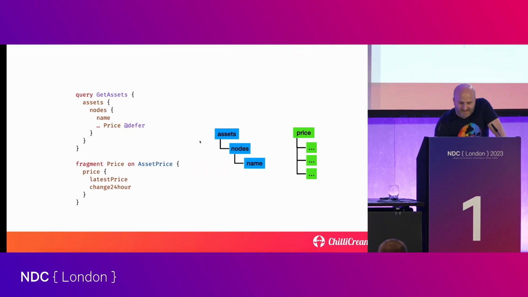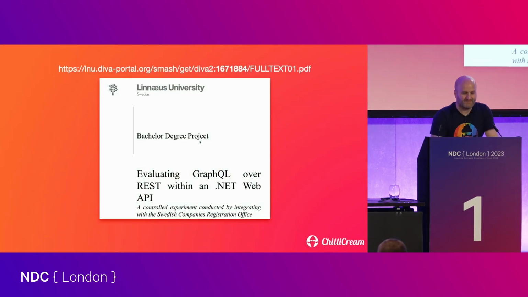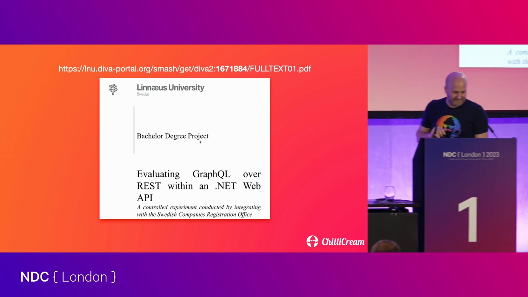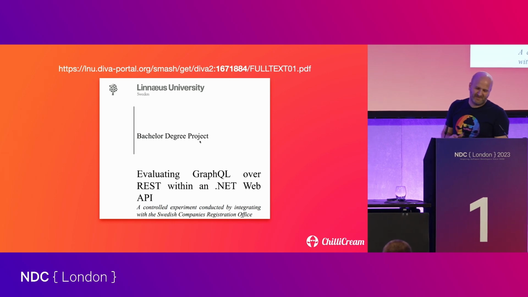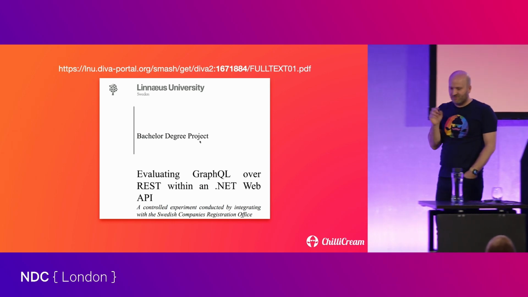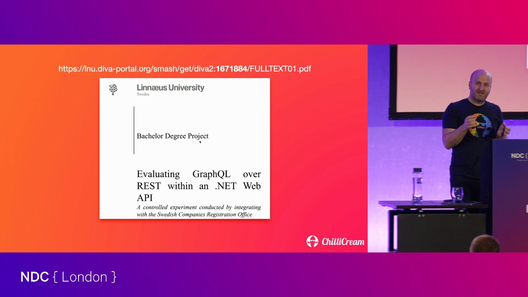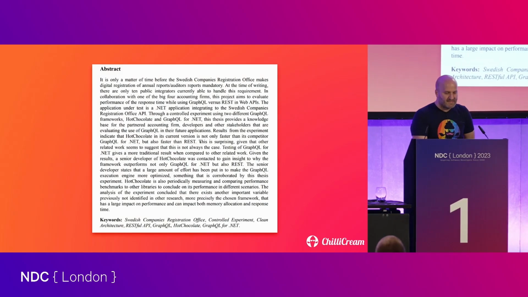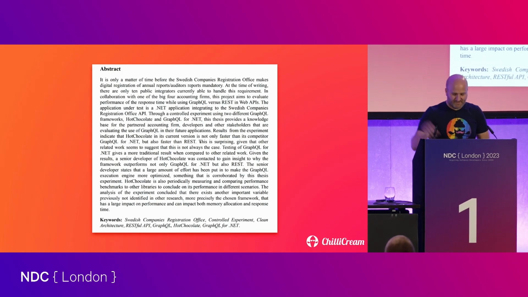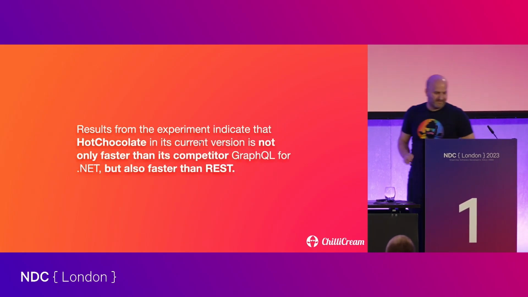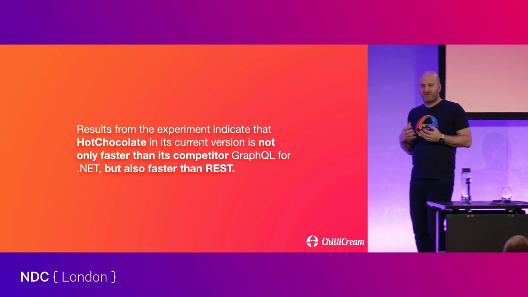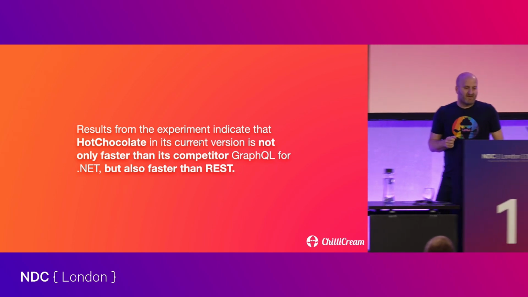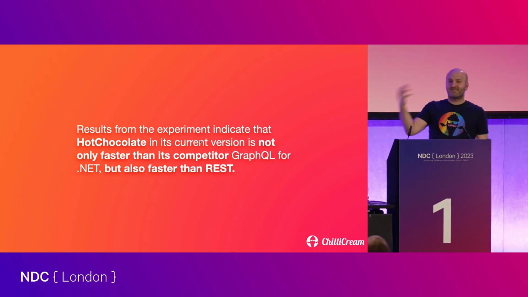Okay, let me get to that. So there was a nice bachelor project at the university in Sweden that looked at the speed of GraphQL and REST and the GraphQL implementation as a whole in the .NET ecosystem. They found out, okay, I spare you the abstract, that Hot Chocolate is not only the fastest GraphQL server in the .NET ecosystem, but it's also faster than a REST API.